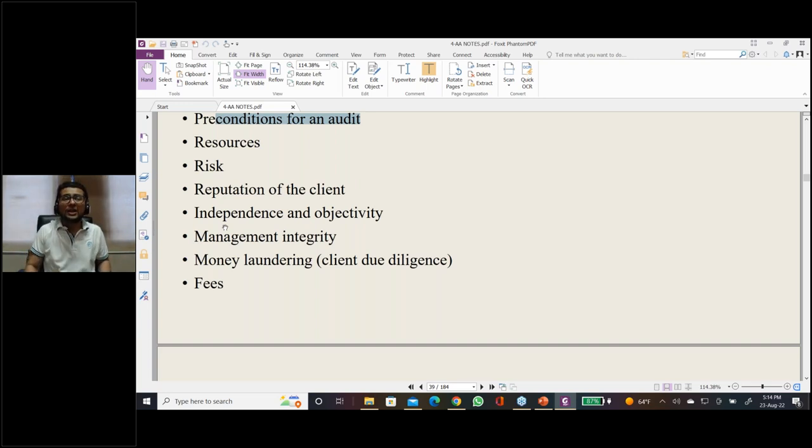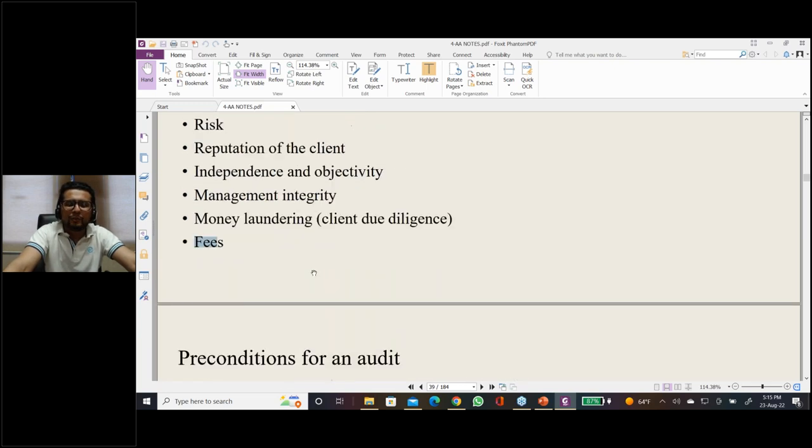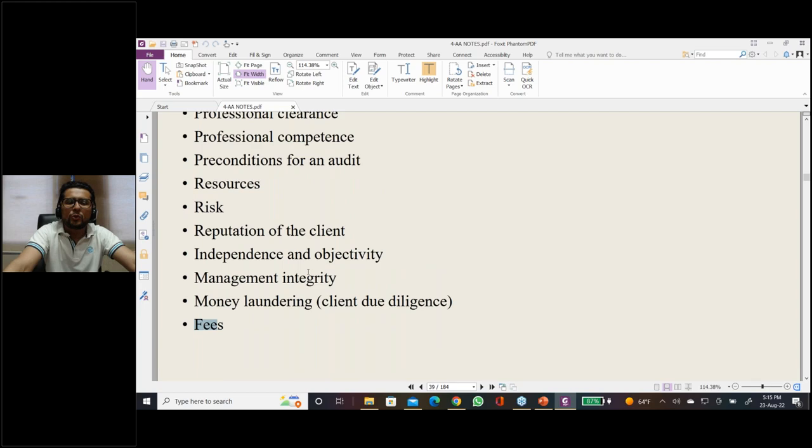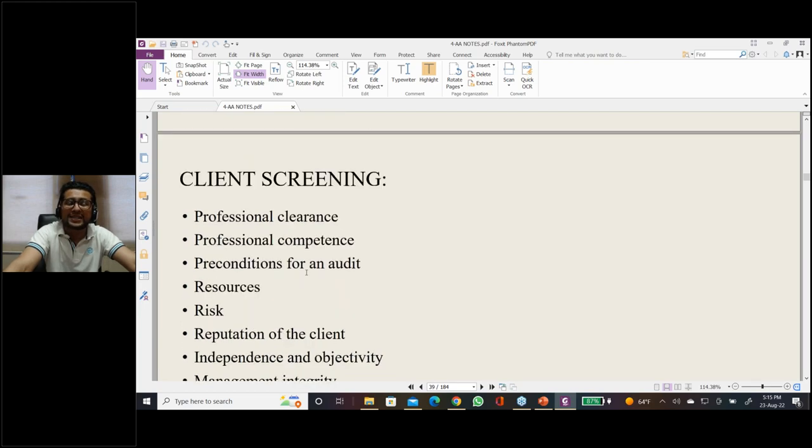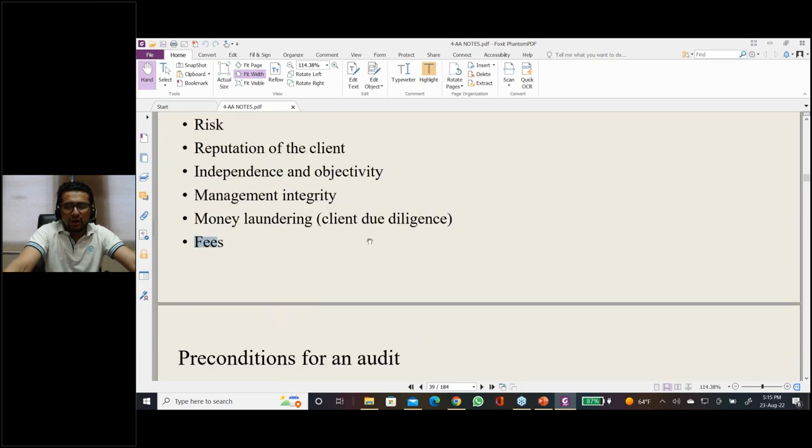I need to make sure I know about the source of income, the nationality, the ins and outs of the client. We call it client due diligence, money laundering. What if they are involved in terrorism or anything illegal? So I need to know who they are and what they actually do. Similarly, I need to make sure that this whole assignment is a profitable one. So we need to discuss the fee before we accept a client.